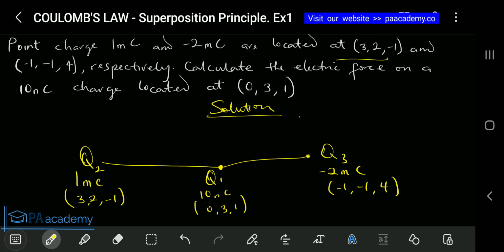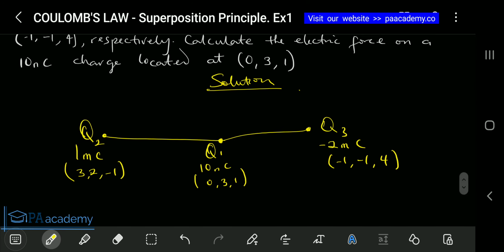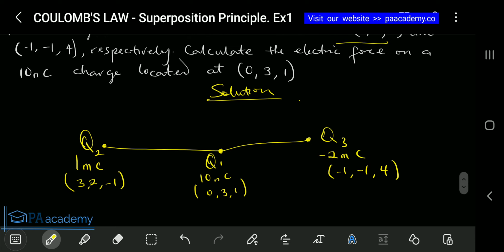If you look at this now, you can see that we have a total of 3 charges, different from having just 2 charges. For us to do this, we are going to look for the force along here. Let's call this F1, and also between Q1 and Q3, let's call it F2, and then we are going to add them up. That's just the basic concept of the superposition principle when it comes to Coulomb's law.